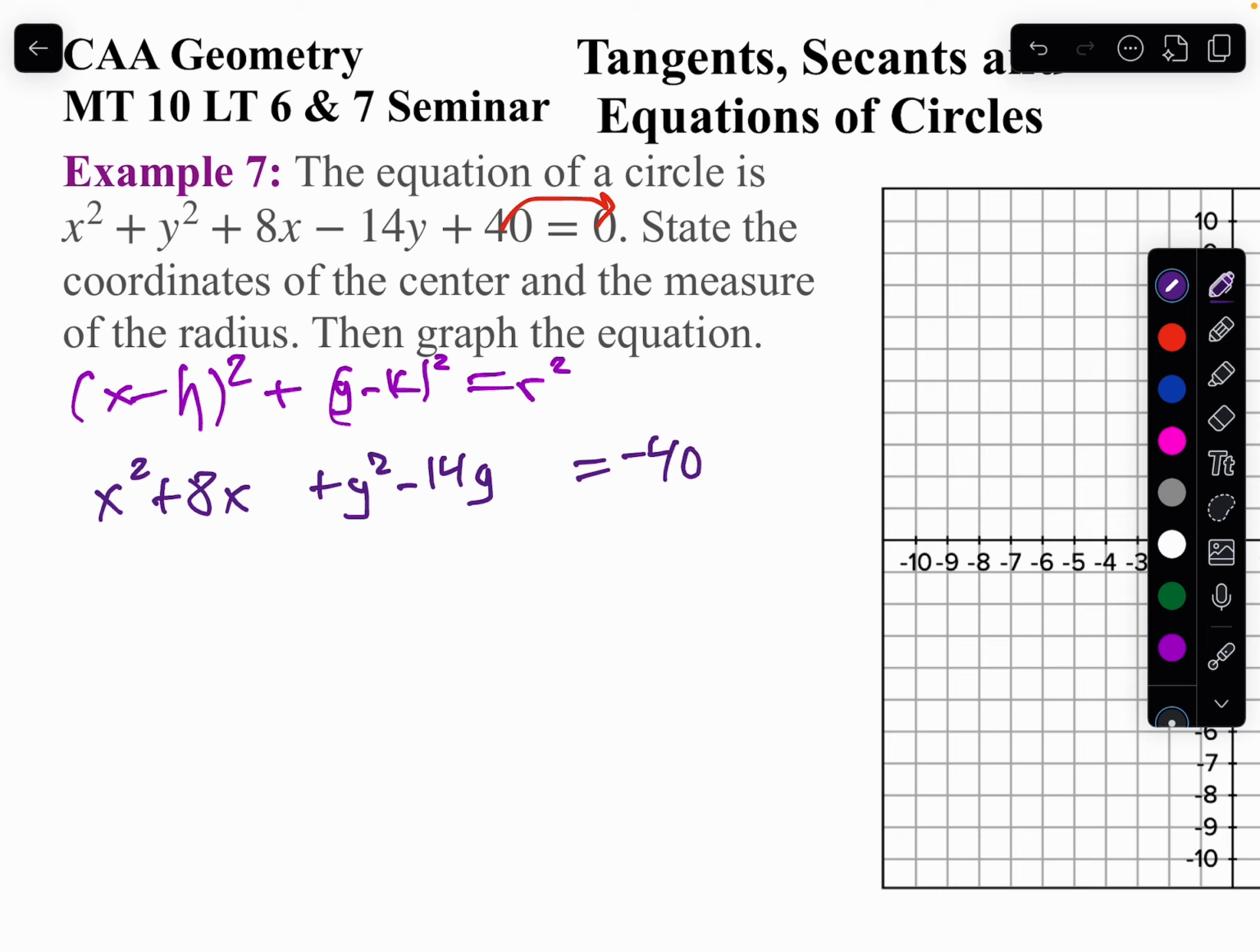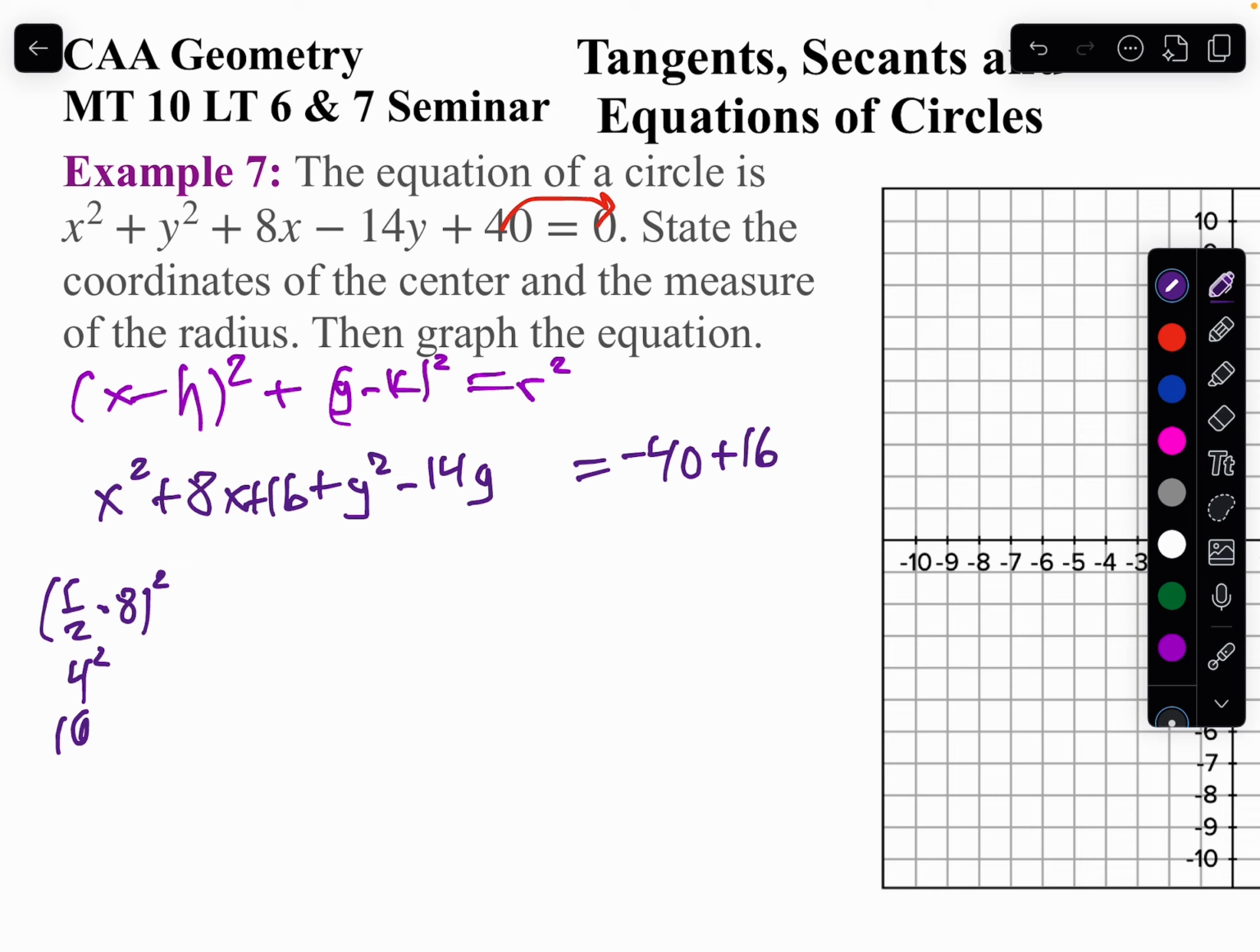Now, we're going to complete the square. So on our first one, I'm going to take half of 8. Let's do that again. I'm going to take half of 8, and I'm going to square that. Half of 8 is 4. 4 squared is 16. I'm going to add 16. Now, I can't just magically add 16 to one side. I better add it to the other side. So now we added 16 to both sides.